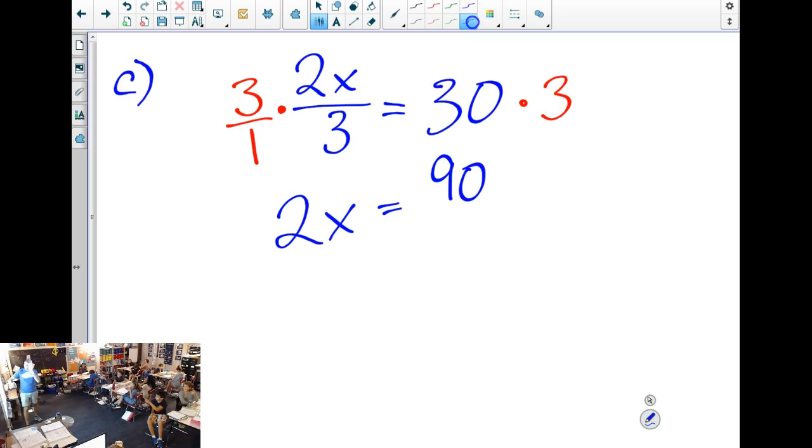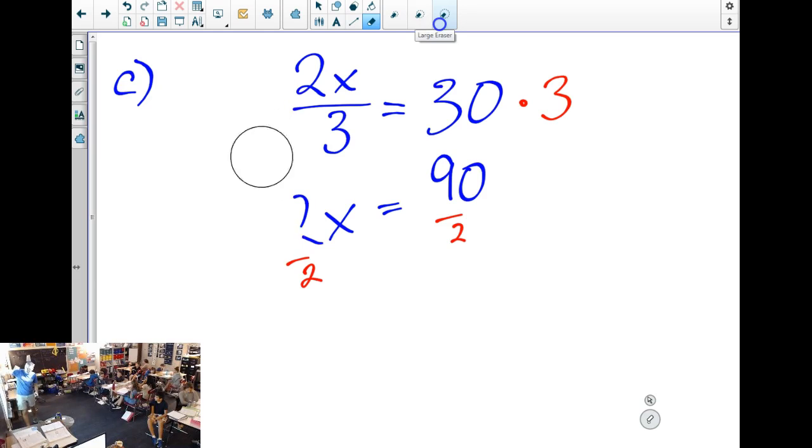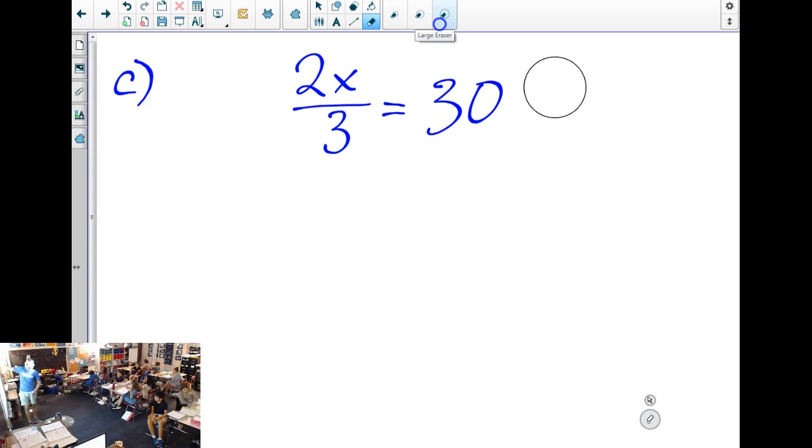So, I did over 3. I know. So, I'm going to show both ways. We would then have to divide by 2, and we'll get to 45, right? But what Connor's saying is 30 is 90 over 3, right? 90 divided by 3 is 30.